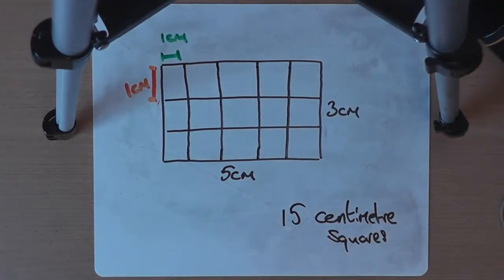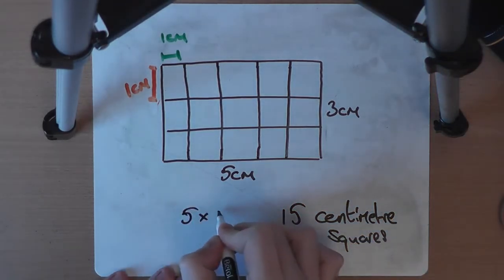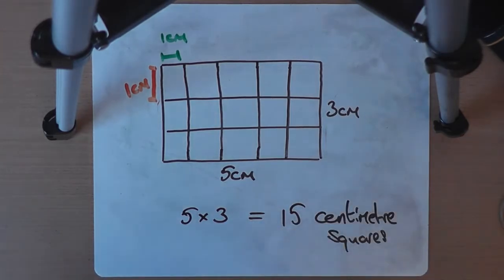15 centimetre squares. Now it shouldn't be that surprising that there are 15, because we have split it up into 5 columns of 3 or 3 rows of 5. So there should be a connection between the 5 and the 3 and the 15. And in fact the connection is that 5 times 3, 5 lots of 3, or in fact 3 lots of 5, depending on which way around you want to write it, gives us the 15. So timesing those two lengths together gives us the number of centimetre squares inside.